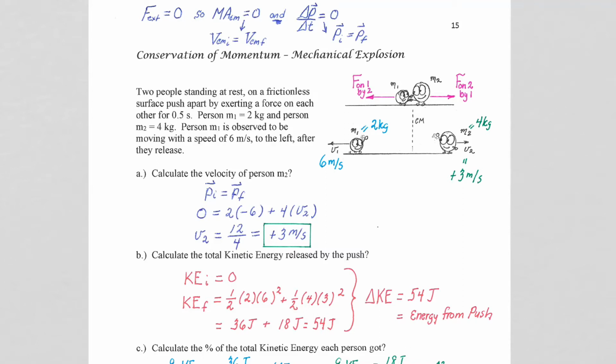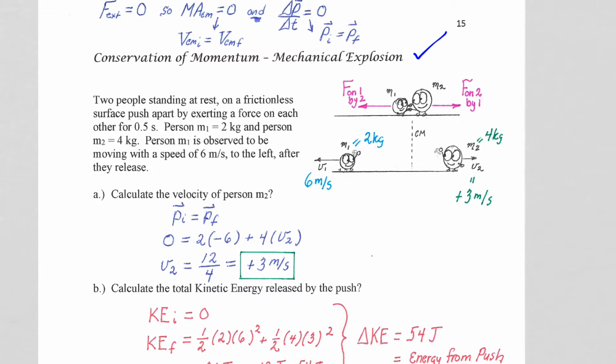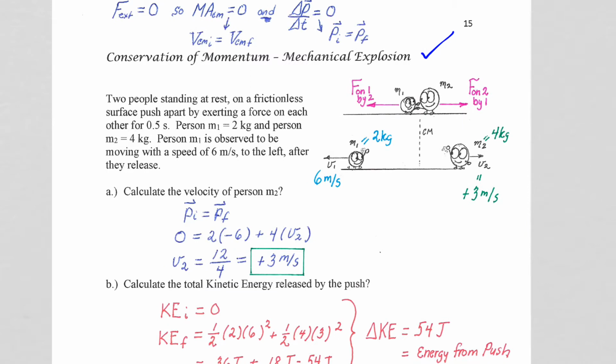In this lesson, we're going to look at a very interesting problem, and one that I have classified here as a mechanical explosion. So, what do we mean by a mechanical explosion? Well, we have two people standing together, initially at rest. So, little person M1, bigger person M2, standing at rest. They're going to push apart.